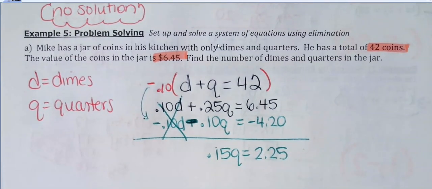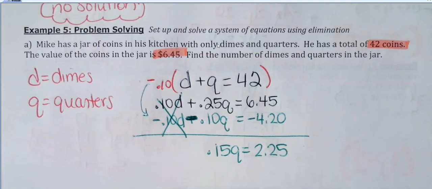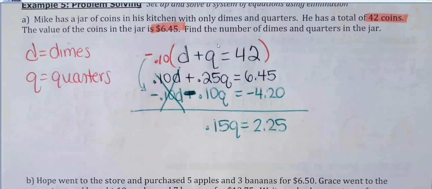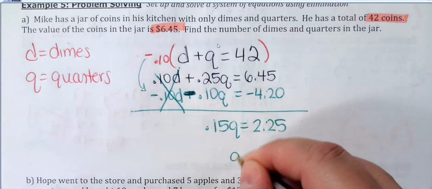Now remember, if we're doing a question about coins, you can't have part of a dime or part of a quarter. So this should be a nice number. If it's not, we may have made a mistake. How many quarters am I going to have there? Anybody know? What'd you get? 15. Good deal. Perfect. 15 quarters.